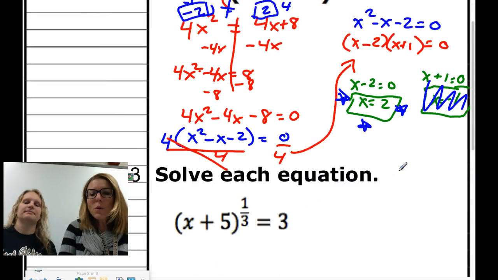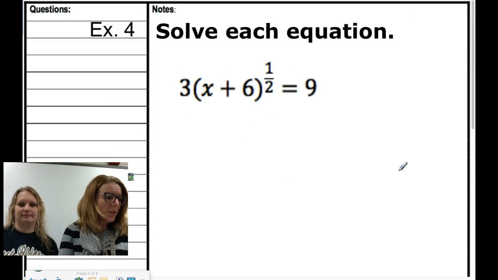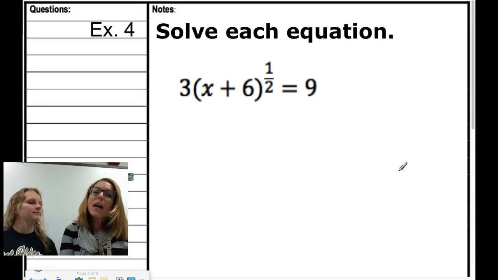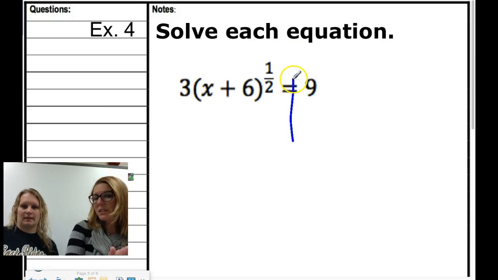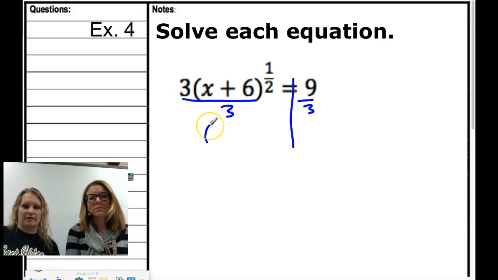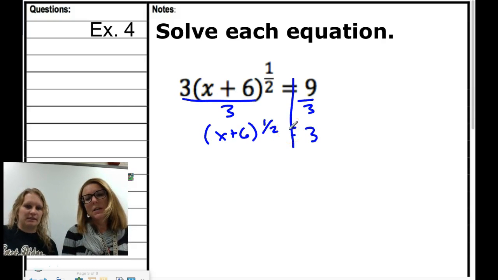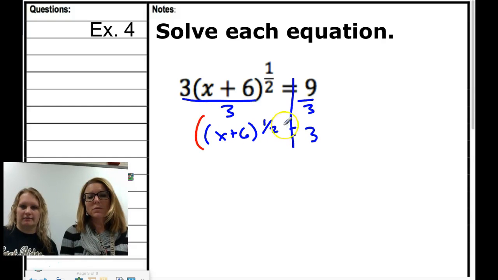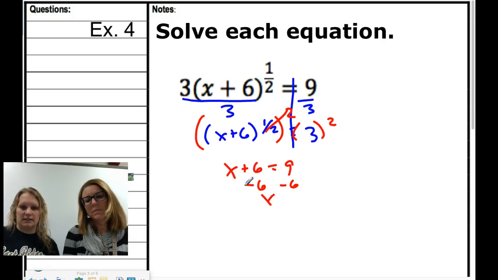So what we're going to do now is skip this one and go on to this one. Actually, we should do this one because there is something to isolate. We just get rid of the 3, so it's not hard. Once you get rid of the 3, x plus 6 to the 1/2 equals 3. Now it's the same as before. Raise both sides to a power of 2. Square it. Those cancel. We're left with x plus 6 equals 9. Minus 6, x equals 3.